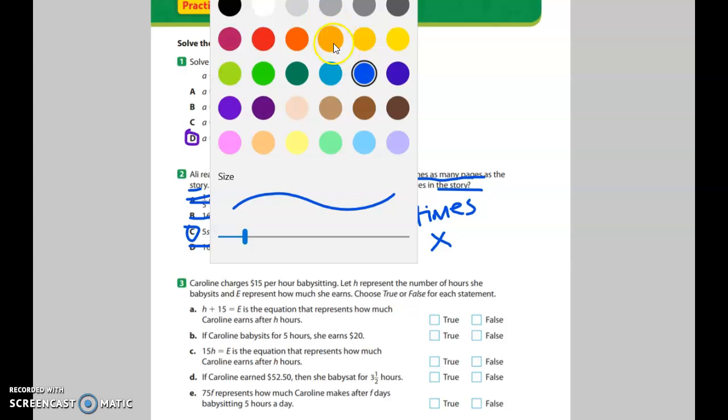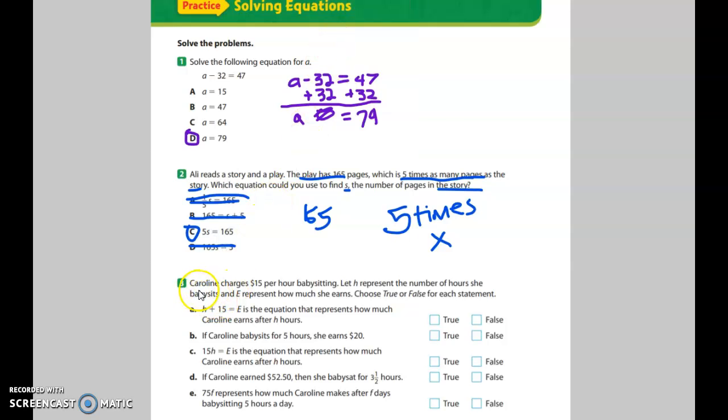Number 3, Caroline charges $15 per hour babysitting. Let H represent the number of hours she babysits, and E represent how much she earns. Choose true or false for each statement. So we're going to work through all 5 of these together. H plus 15 equals E is the equation that represents how much Caroline earns after each hours. Well, no, because it says $15 per hour, so this is multiplying, not adding. Per hour means that you're multiplying, so this is false.